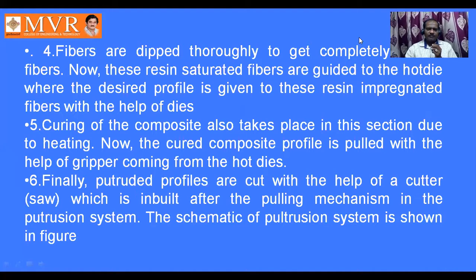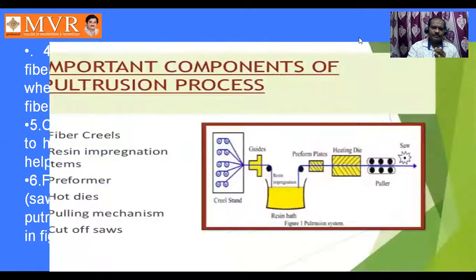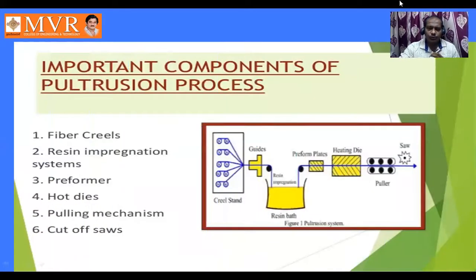The schematic of the pultrusion system is shown in the figure. Finally, the products are going to be cut to the exact dimensions. The product is going to be developed with the help of a selected matrix and reinforcement material with resin or colors. So this is the diagram we show.